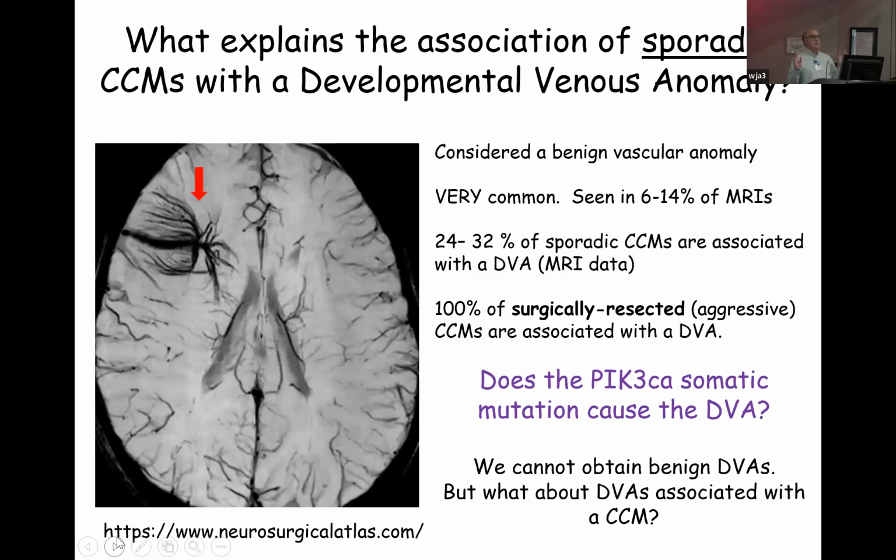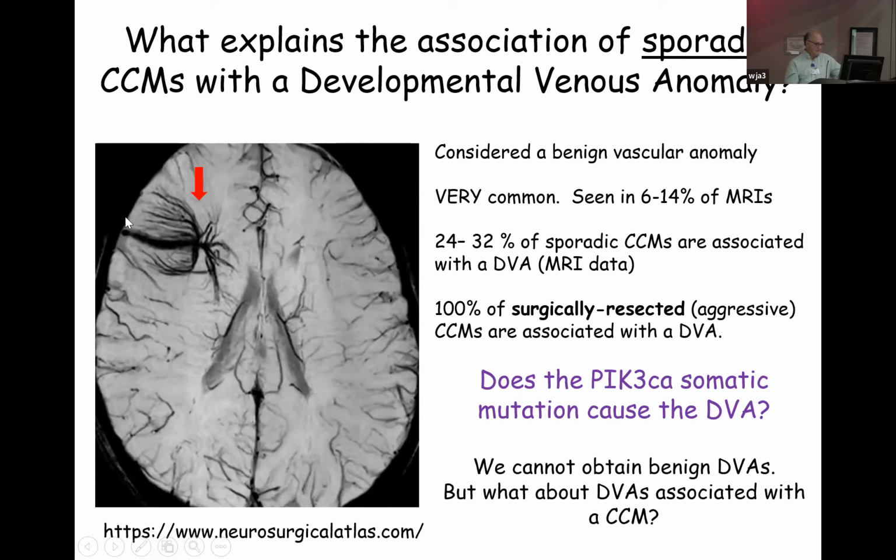Okay, so one more point. It had been known a long time. Our entry point into this whole story was these familial cases. But the sporadic cases are more common, but they're, like I said, solitary lesions. But it had been known for a long time that the sporadic lesions often develop right adjacent to what's called a developmental venous anomaly. It's considered a benign vascular anomaly.